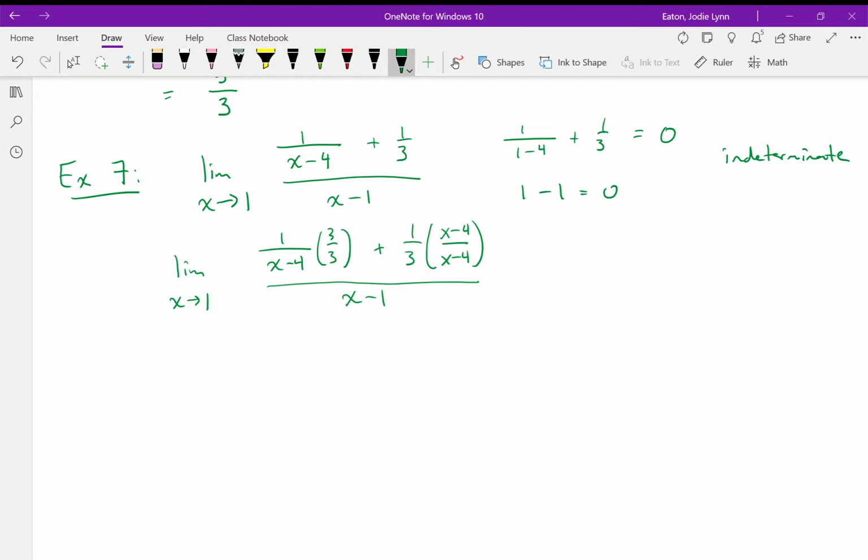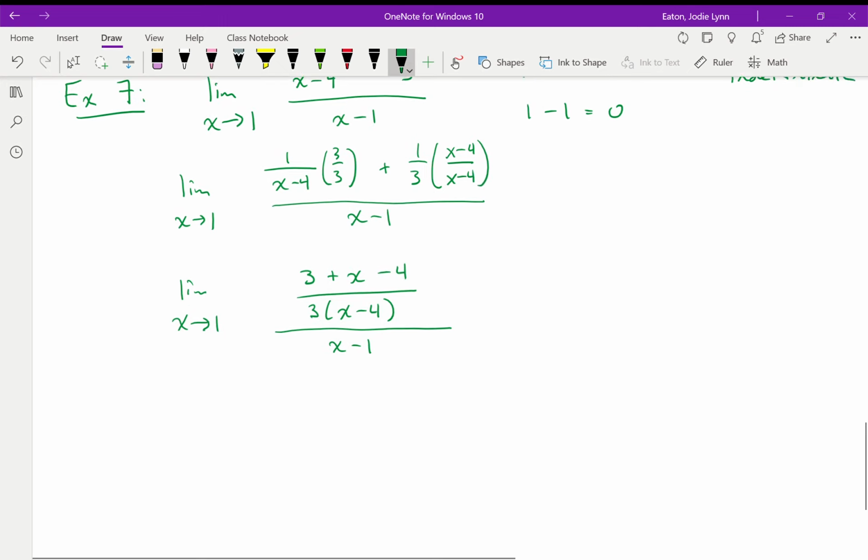So we're taking the limit of that whole thing. So we are going to get 3 in the numerator. We have the same denominator. We're going to get a 3 plus x minus 4. Okay. So this is the limit as x approaches 1 of 3 plus x minus 4 all over 3 times x minus 4. We have the same denominator, so we can just add. And all of this is divided by x minus 1.